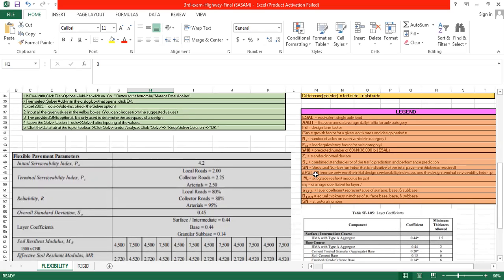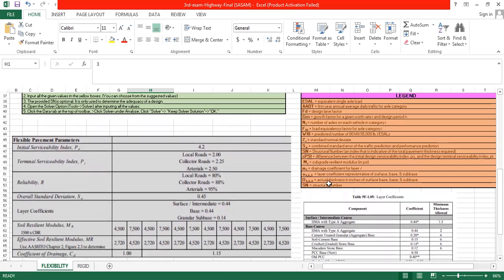And the SN, the structural number. And the total PSI, which is the difference between the initial design serviceability index PO and the design terminal serviceability index or TSI. The MR, which is the subgrade resilient modulus, the MI, drainage coefficient for layer, and the A1, A2, A3, which are the layer coefficients representative of surface, base and subbase. The D1, D2, D3, the actual thickness, and lastly the SN, which is the structural number.